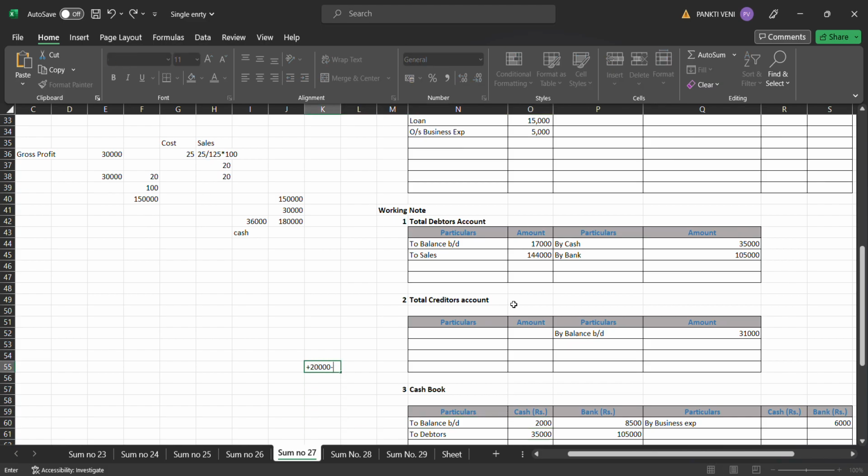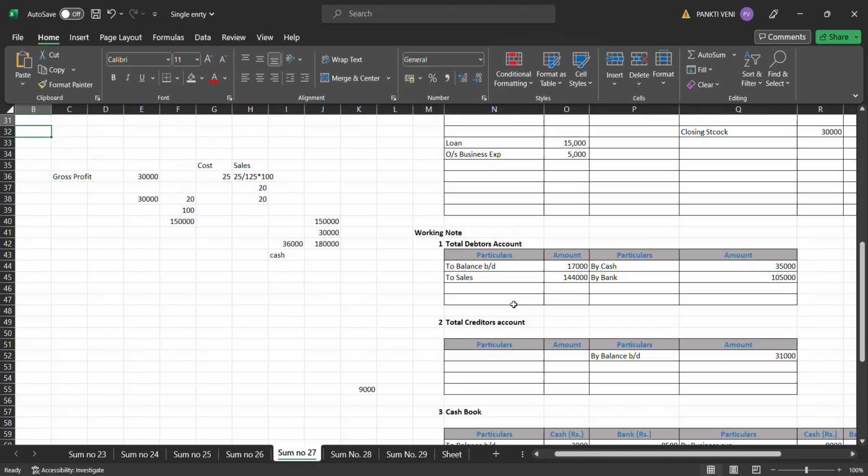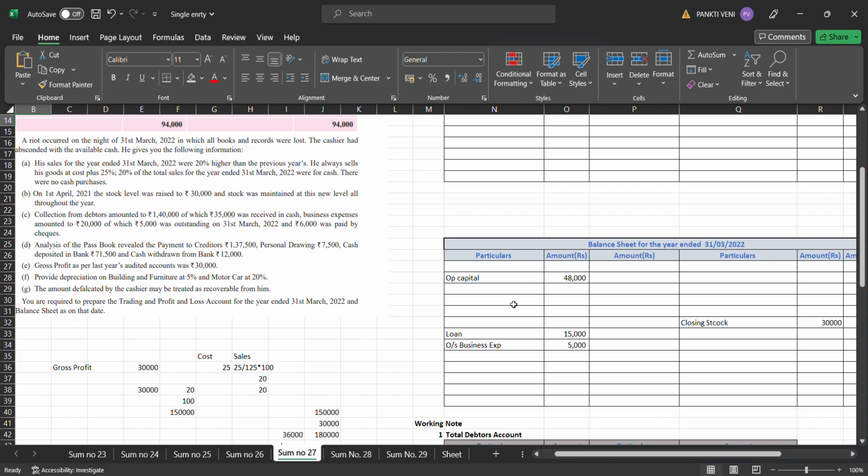Now out of 20,000, 6,000 is paid by check, 5,000 is outstanding, 9,000 is paid by cash. I hope till here it is okay. We'll go for next. Analysis of passbook revealed that payment to creditors is 1,37,500, personal drawing 7,500, cash deposited in bank 71,500, cash withdrawn from bank 12,000.